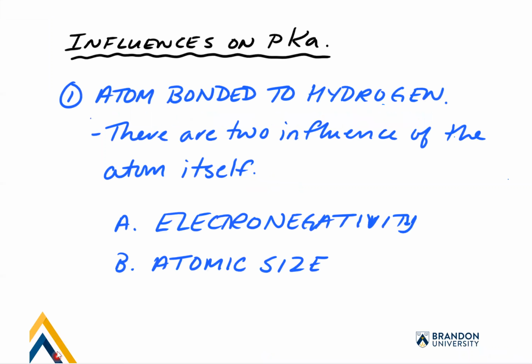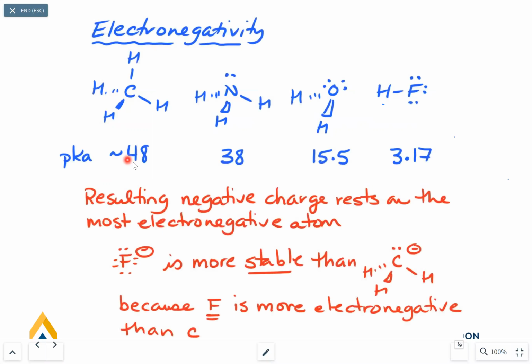We actually got into this yesterday when we were talking about the influence of the atom that is bonded to hydrogen, so the first little bit's going to be a bit of a review. There are two influences. One is electronegativity, and the second one is the atomic size. In the case of electronegativity, just as we said after the last question, the strongest acids will have the weakest conjugate bases. Said another way, the strongest acids will have conjugate bases that are stabilized.